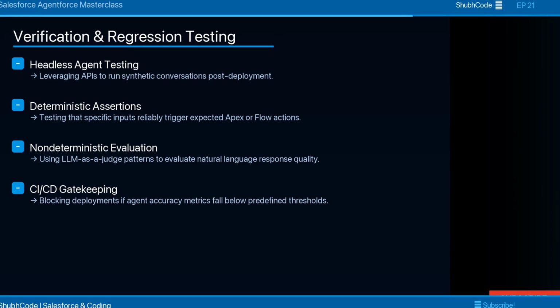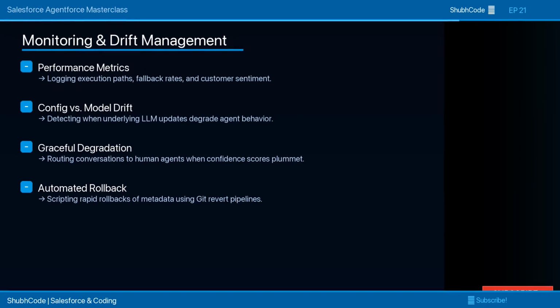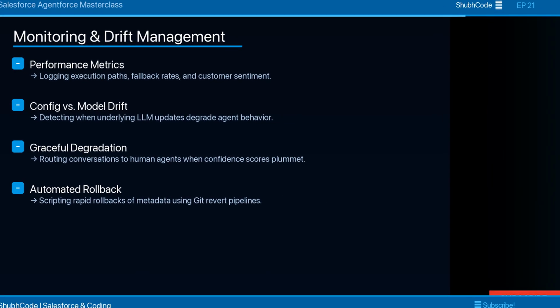Validating traditional code is easy, it either passes unit tests or it doesn't. But how do you unit test a brain that thinks non-deterministically? The answer is a hybrid validation strategy. For critical system integrations, use API scripts to simulate a conversation and assert that specific actions are triggered under certain conditions. For natural language output quality, you can actually set up an LLM as a judge validation step in your pipeline. This step evaluates the agent's responses against safety guidelines, ensuring your latest deployment hasn't caused a regression in tone or accuracy.